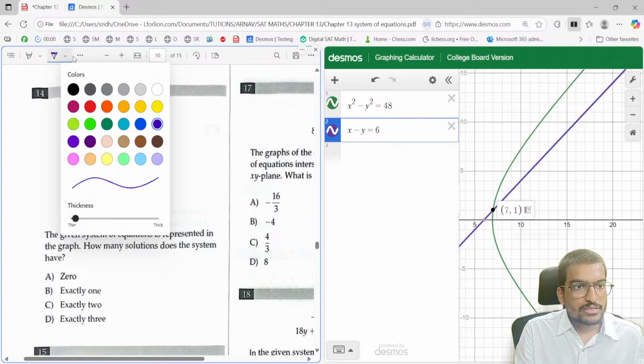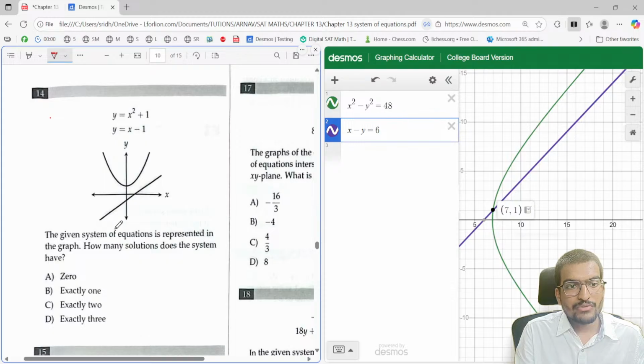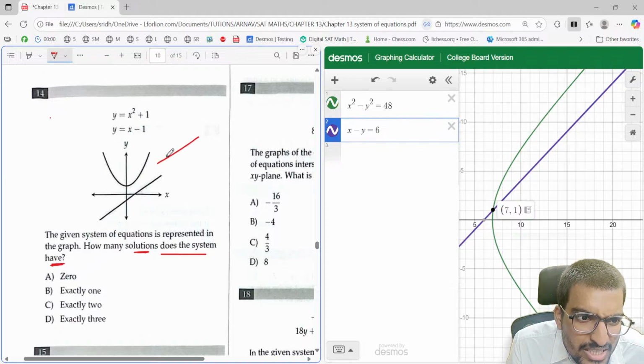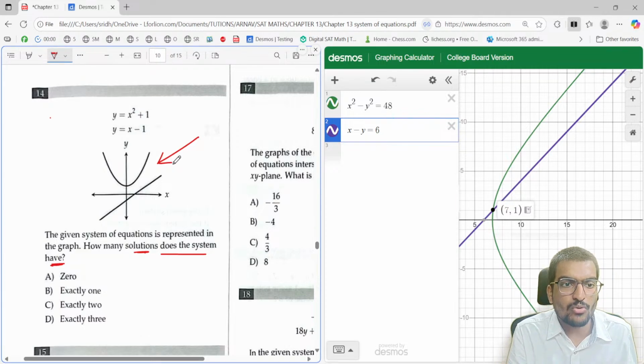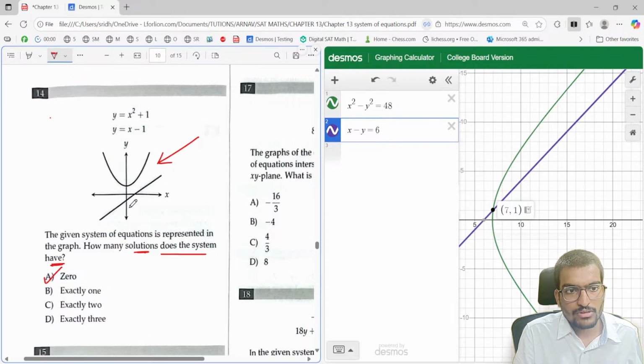Easy peasy question. Question 14. The given system of equations is represented in the graph. How many solutions does the system have? Do you see any point or any intersection? No, there is no intersection at all. So directly, 0.